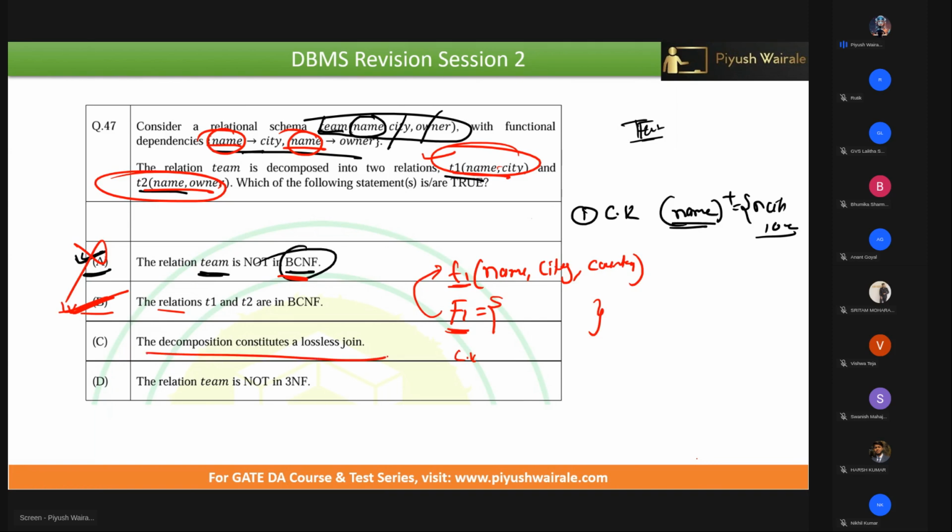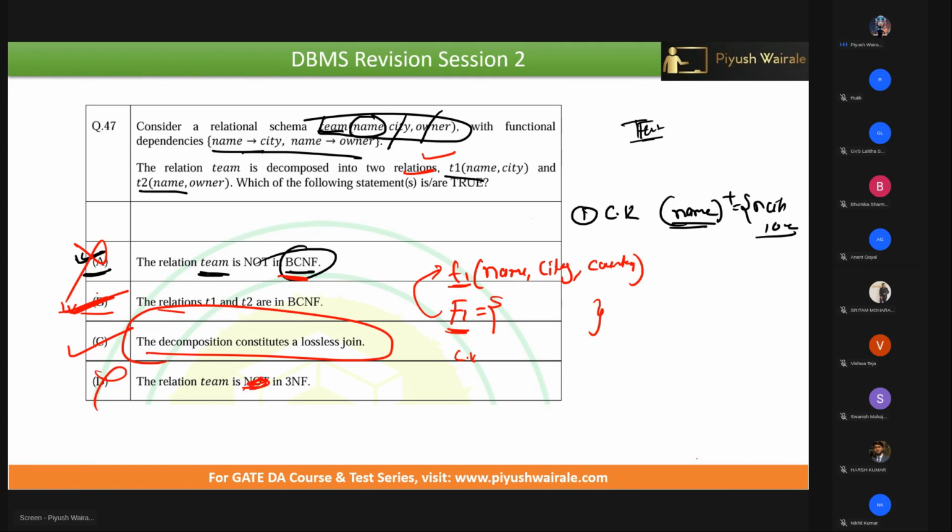Is the decomposition lossless? This one, T1, T2, is this correct? Simple one to check. Correct. T1 union T2 gives me everything. Then name is the common attribute, and from name I'm going to get both the relations. So C is correct. Relation team is not in 3NF? No, not correct. It is in BCNF, so it is already in 3NF. So only B and C are correct here.